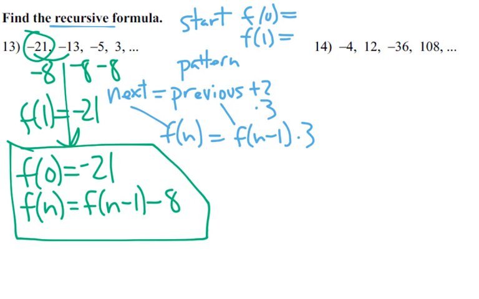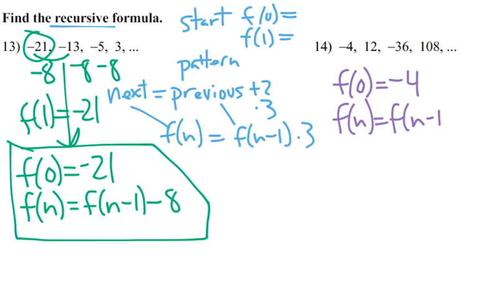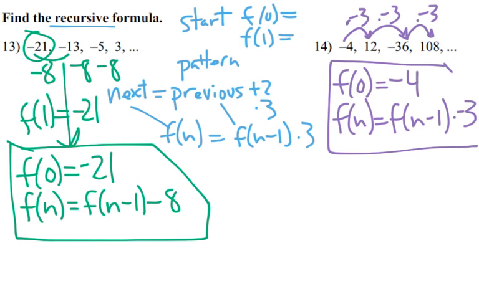Now let's try 14. So, once again, f of 0 or f of 1, same thing, equals negative 4. Then f of n equals f of n minus 1. And what are we doing to it? Well, negative 4 to 12, 12 to negative 36. Negative 36 to positive 108. So we probably multiply. So we could multiply by a negative 3 to get that to work. Does it follow through with everything? Check it. Yep. Check those answers. So we're timesing by a negative 3. And there's our other recursive.